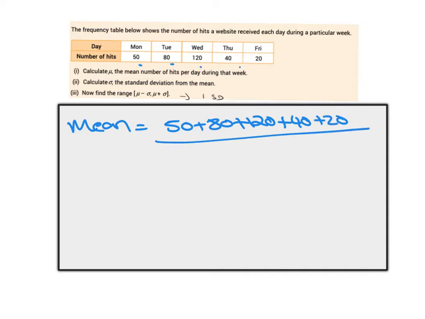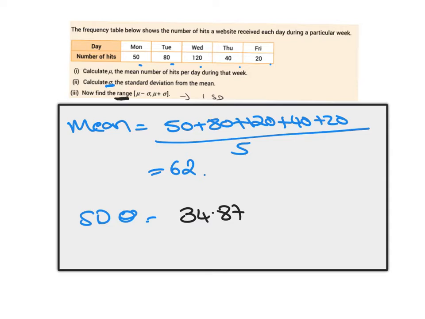And 1, 2, 3, 4, 5, and I'm getting 62. Okay, so we have the mean. We are then asked to find sigma, which is the standard deviation. We've done 2 lessons on this now at this stage, so I'm not going to go over that, but you're going to find the answer. I want you to test it to make sure that you got it right, but the answer here is 34.87.